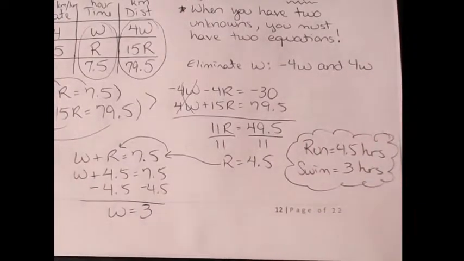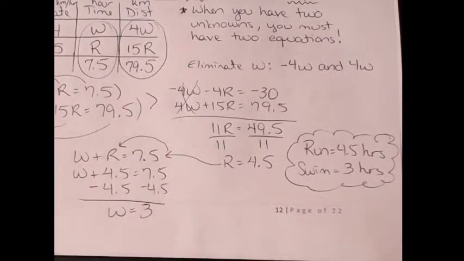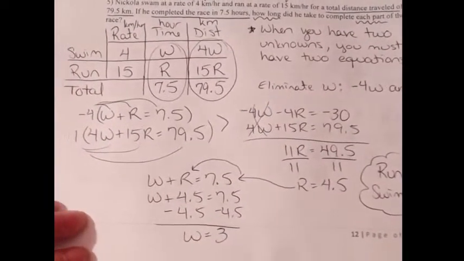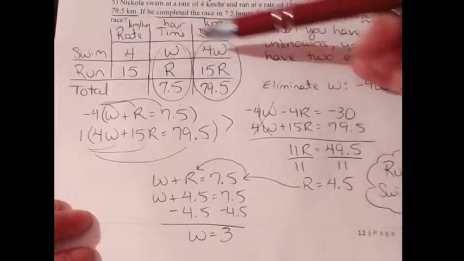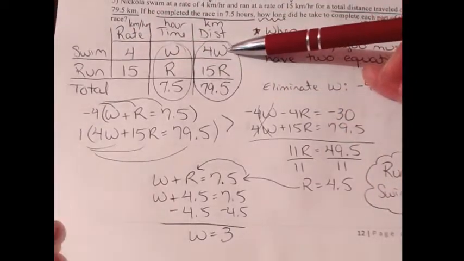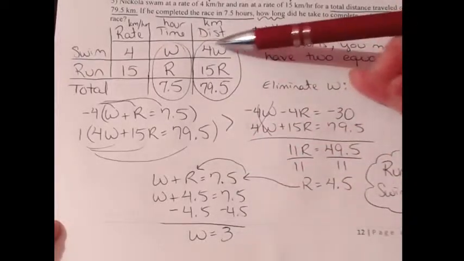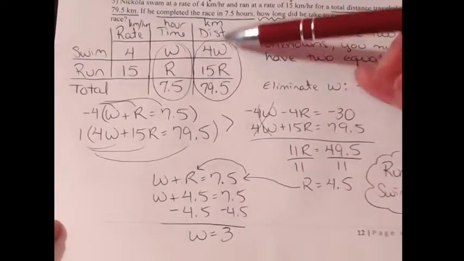Always specify your solution and include the units to show that you know exactly what it is that you just solved for. If you were asked how far Nicola swam or how far Nicola ran, then that would actually be pretty easy to do, because the distance Nicola swam is just 4 times w. And w is 3. So 4 times 3 is 12. That means he swam 12 kilometers.